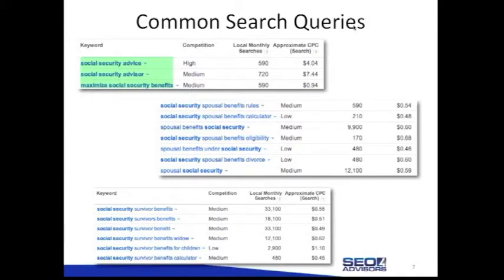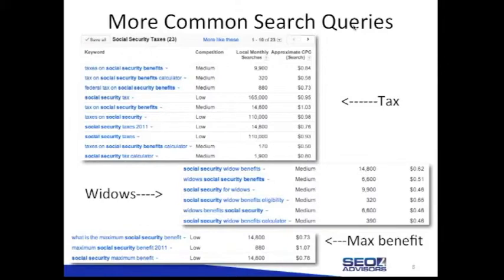We'll expand on that a little bit more. You can start breaking it into different categories of Social Security terms. So Social Security taxes, things that are related to taxes, ones that are related to spousal benefits or survivor benefits or widows, and then others about maximizing the benefit. People really want to maximize their benefits, and it's important, so provide them the information on how to do it, with, of course, a call to action that you can help them if they contact you.